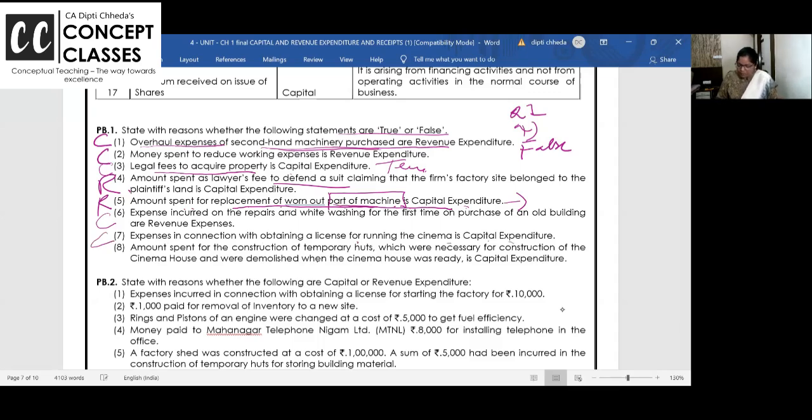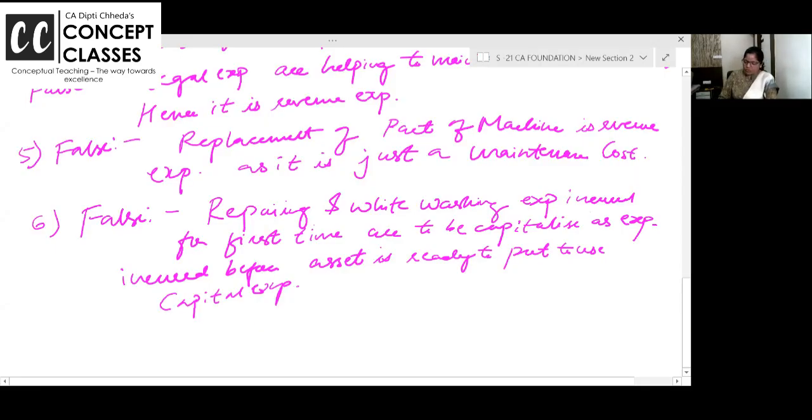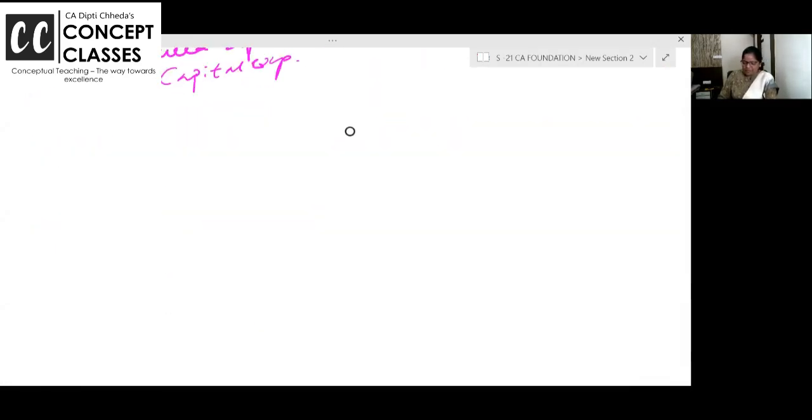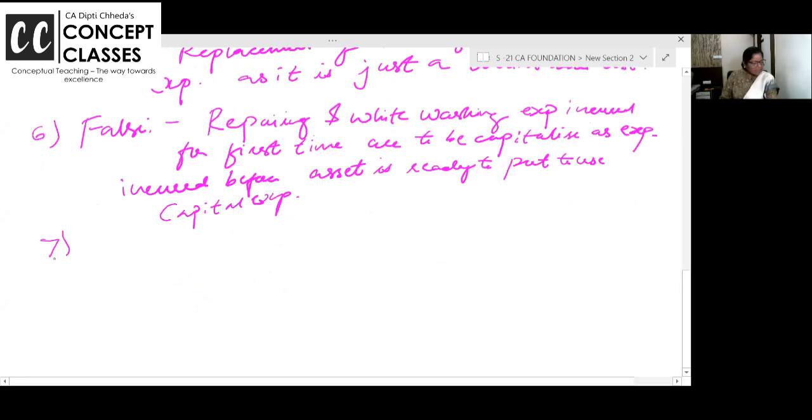Very true. Very true. Answer is true. You know, cinemas and all, they need license for showing the motion pictures and all. And these licenses are given for 8 to 10 years. So they are very well a capital expenditure. Okay? 7th one. So it's 2. 7th one answer is 2. They said it's a capital expenditure and actually it's a capital expenditure.